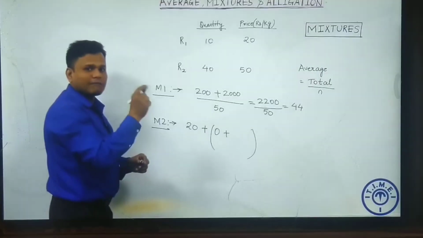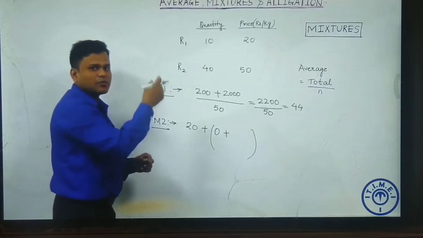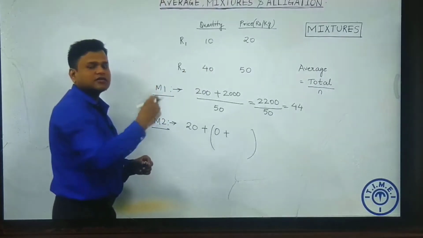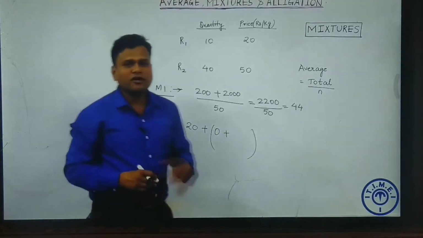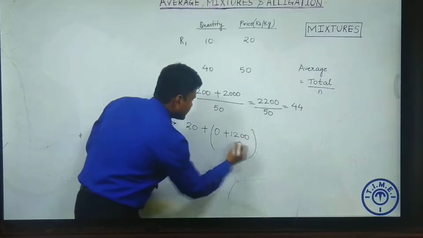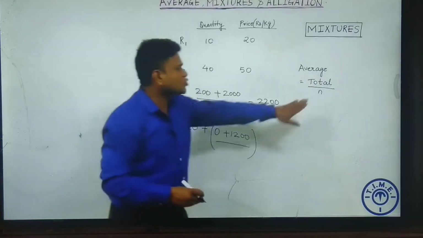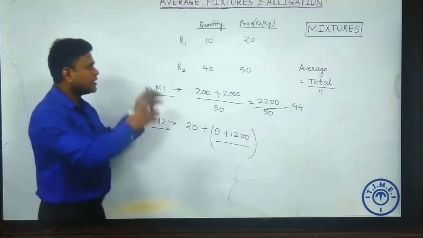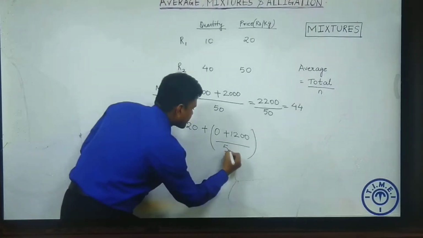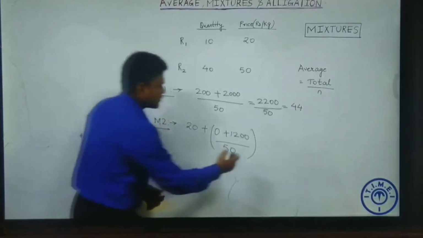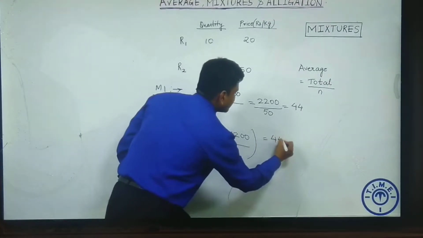This 30 must be multiplied with its weightage, and its weightage is 40. That is, there are 40 kg here. So 30 is multiplied with 40. We get 1200. And this sum is divided by the total quantity, which in this scenario is 50. 1200 by 50 is 24, plus 20. Obviously, we'll get the same answer, which is 44.